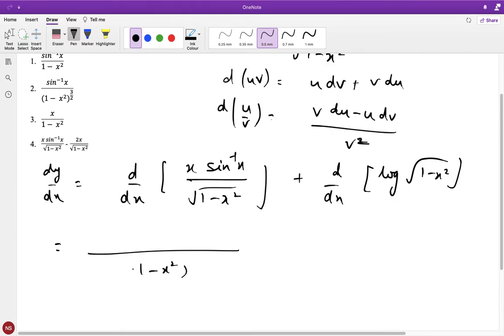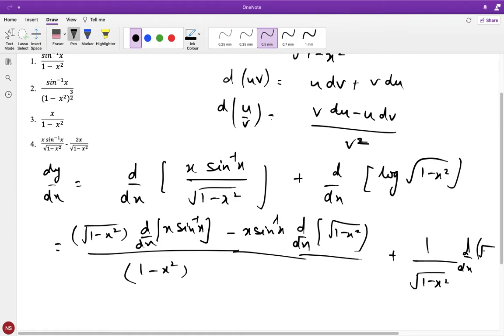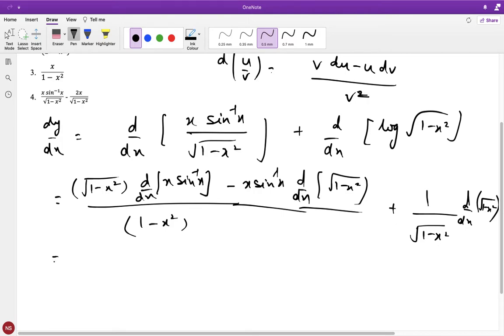Square root of 1 minus x square will be gone, just like from here, v square. Root 1 minus x square. Derivative of x sine inverse of x, minus x sine inverse of x, derivative of root 1 minus x square. Derivative of log of x is 1 by x. And the derivative of course, square root of 1 minus x square will still be there. Do not skip this. You will make a mistake and your problem will be ruined.